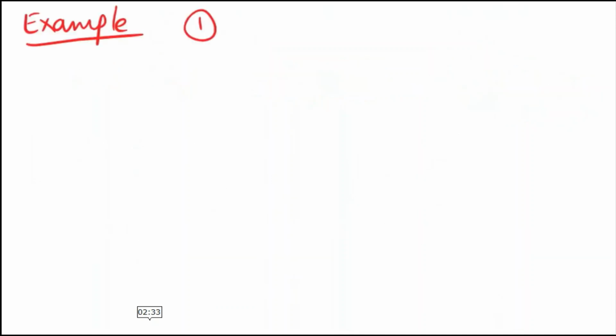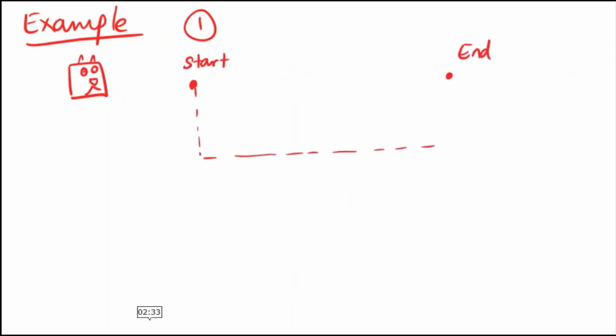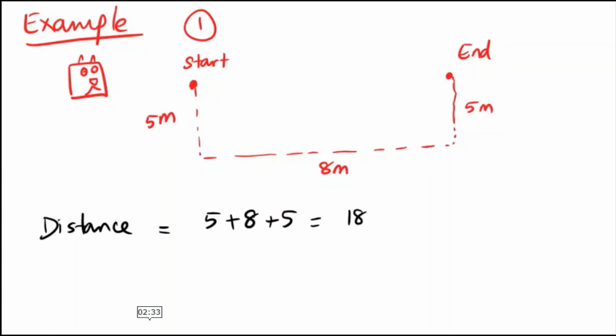Let's look at some examples. Let's say a dog is traveling from a point, let's label it as start, and it's going to another point, let's label that point as end. Let's say the path that the dog followed is as shown in the picture. It traveled 5 meters first, then 8 meters, and then it went 5 meters again. So if we calculate the distance traveled by this dog, we're going to add all the numbers to figure out the length of the path.